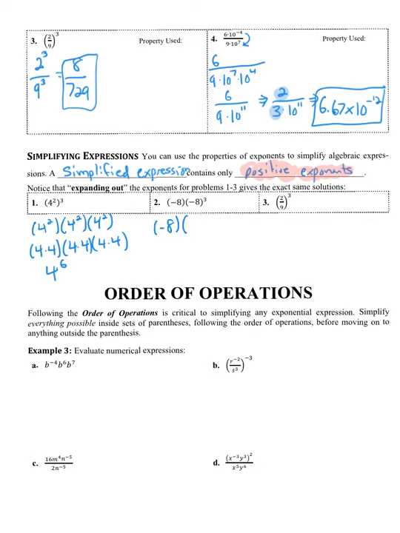For problem 2, we had a negative 8, and then we had 3 more negative 8s, and that gives us 4 negative 8s. And for problem 3, we could write 2 9ths down 3 times. And we have 3 2s and 3 9s. So expanding it out would get you the exact same answers. Doesn't matter which method you use. It's really up to you.